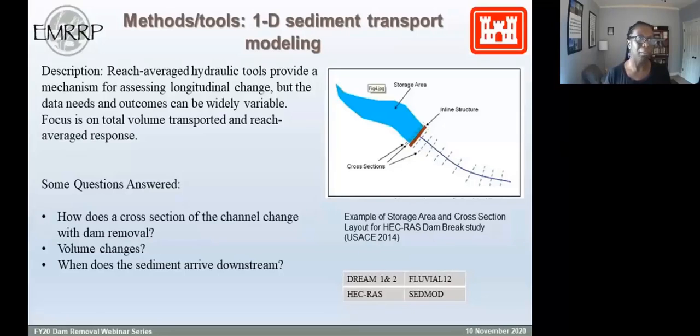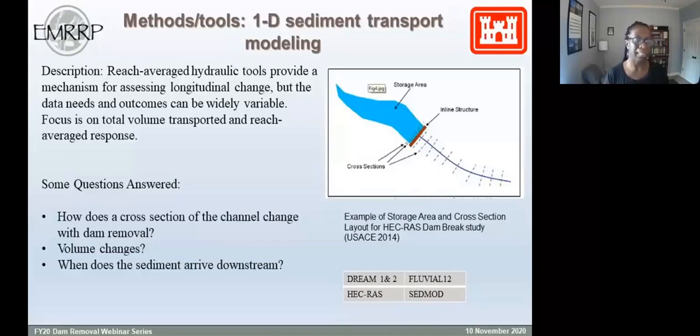For a 1D model, we're talking about reach averaged hydraulic tools. I should mention that all 1D models are not the same. So when I'm talking about this 1D model, I'm looking primarily at the models that we see below, HEC-RAS, DREAM model, and so on and so forth. But even with that, there are going to be differences. In many cases, we're focusing on total volume transported and reach average response.